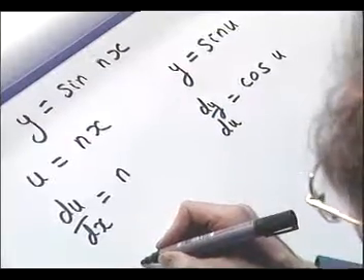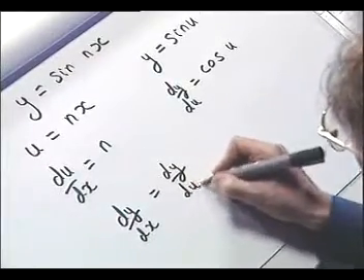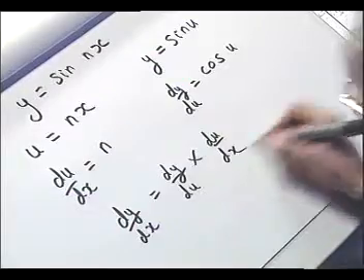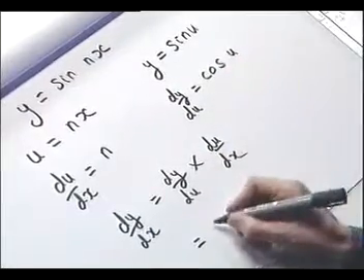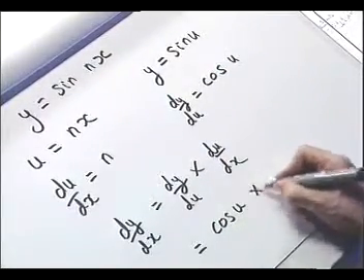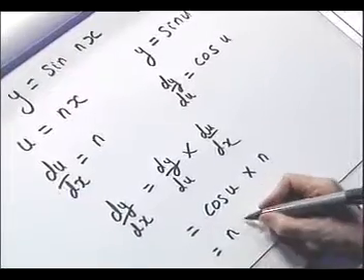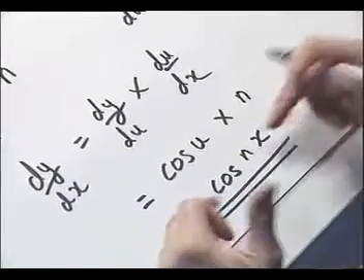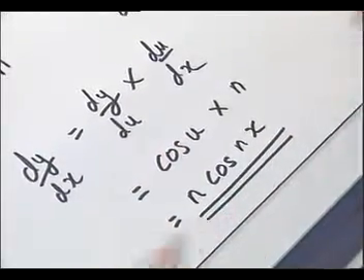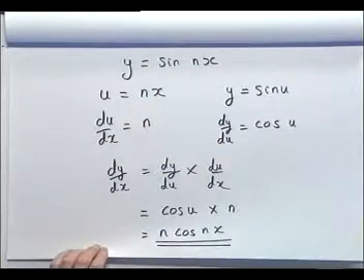We can now put this back together again. dy by dx is dy by du times du by dx equals dy by du is cos u times by du by dx, which is just n. So let's move the n to the front. That's n cos nx. So the n's have behaved in exactly the same way that the 5's behaved in the previous question. And of course, this means now we're in a position to be able to do any question like this simply by writing down the answer.